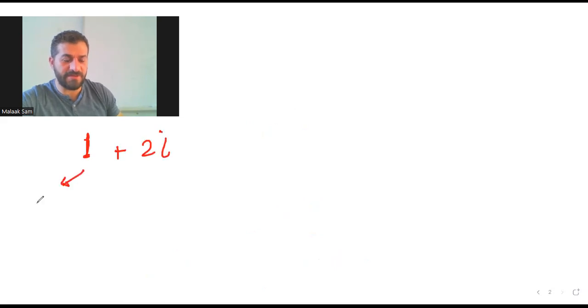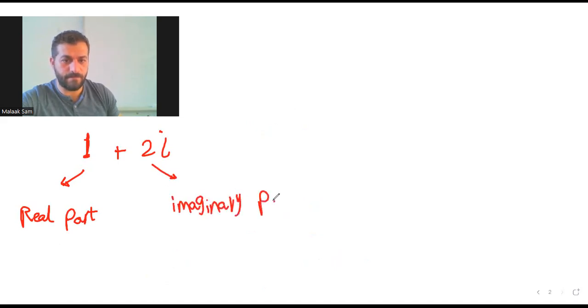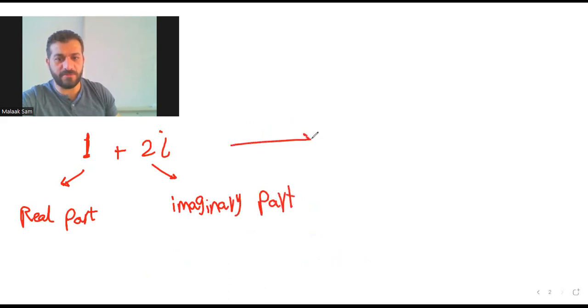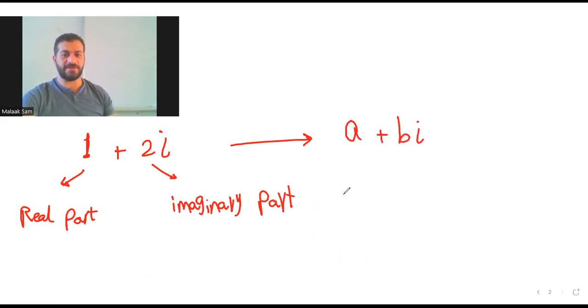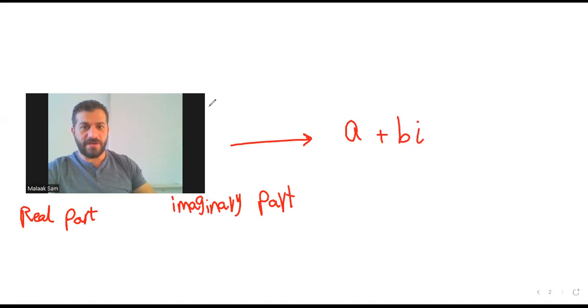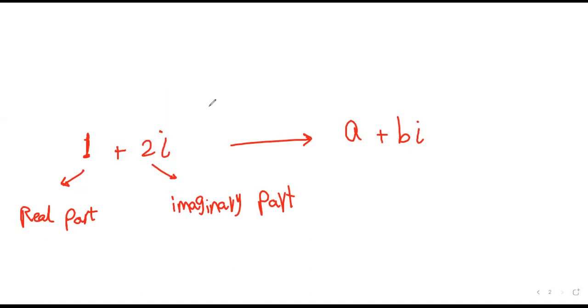The first part is the real part. This is the real part. And the second part is the imaginary part. So the complex number is written in the form a plus bi. That's it. So I want to say that the complex number is written as two parts. The first one is the real part, and the second part is the imaginary part.